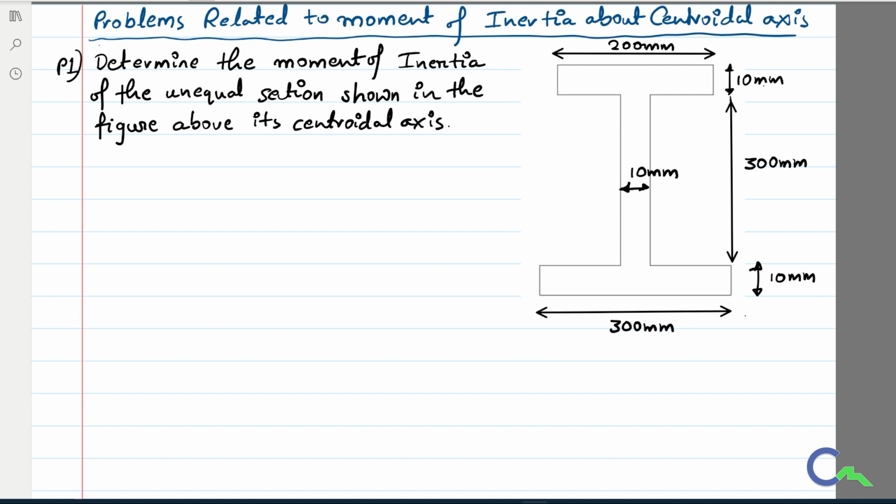So the difference is in the centroidal axis problem, we have to find the centroidal axis, we have to locate x bar and y bar. Then about that particular axis, we have to find the moment of inertia. But in the second type of problem, they will give the reference axis directly. We have to find the moment of inertia about that particular axis. So in the first type of problem, there are two parts. In the second type of problem, directly we are calculating the moment of inertia.